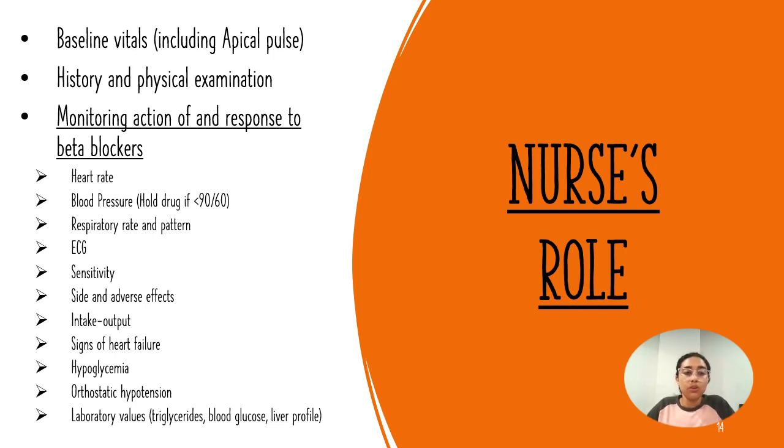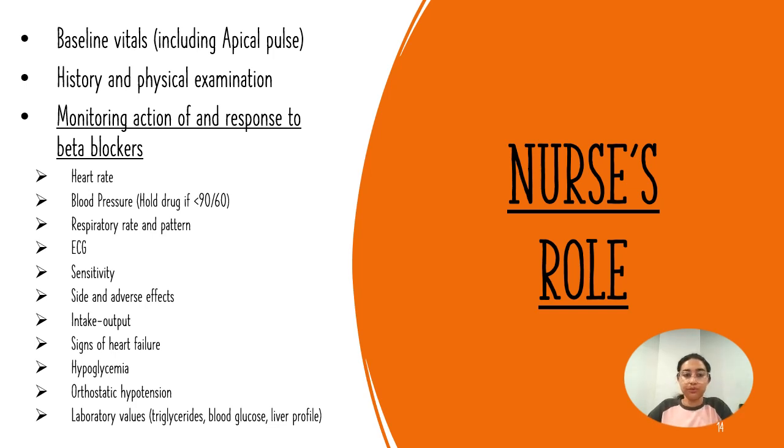The nurse monitors the action and the response to beta blockers by monitoring the heart rate, since they decrease the heart rate. To check for any bradycardia, a nurse has to monitor the heart rate. Blood pressure: the nurse must know to hold the drug if the BP is less than 90/60. Must monitor the respiratory rate and patterns, since patients with asthma and COPD can have a great negative effect due to bronchoconstriction. ECG, since even though it is used in the treatment of arrhythmias, it can still cause arrhythmias if the patient goes into bradycardia with use of beta blockers.